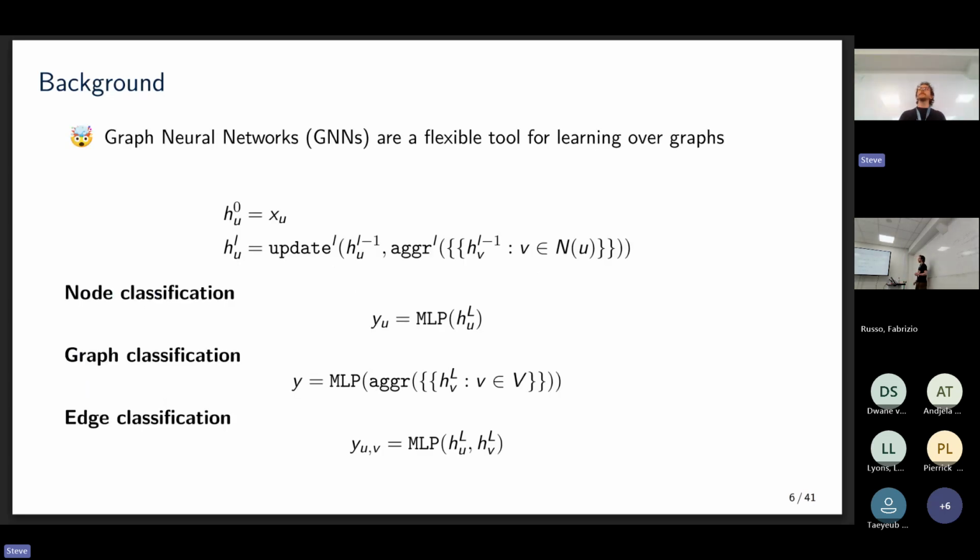At this point, it's very easy to formalize predictive tasks. For example, you can classify a node by stacking a classification head on top of the representation of the node, or you can classify the entire graph by first pooling together the representation from every node and then putting a classification head on top of that, or you can classify an edge by combining the representation of the incident nodes and then predicting a final label for the edge.